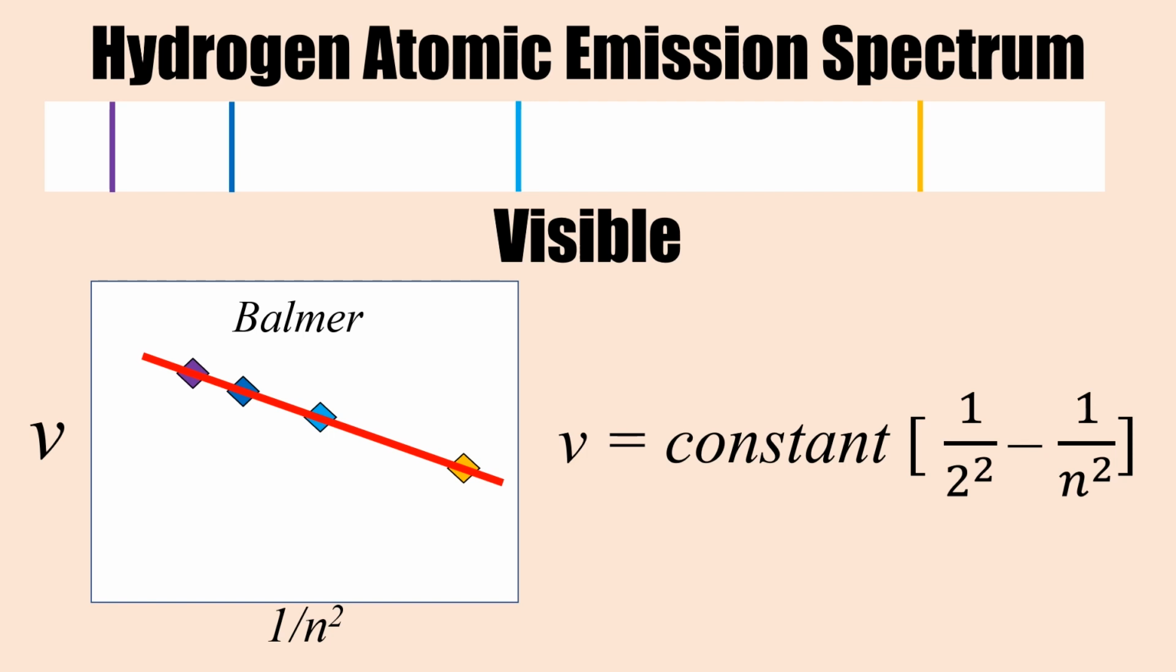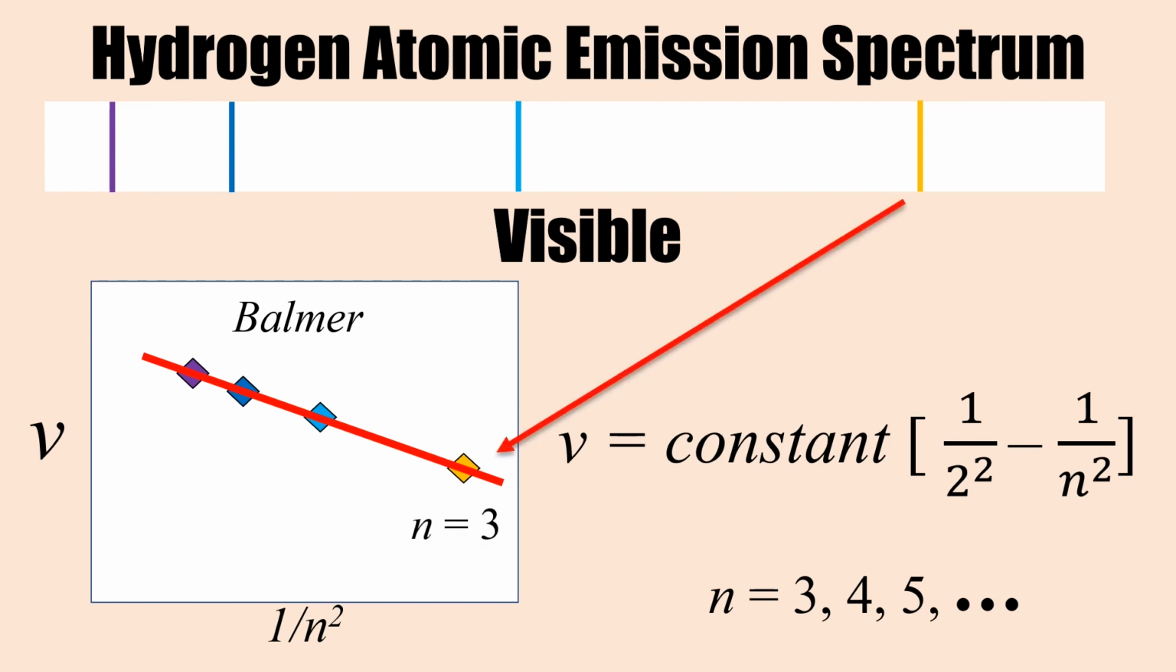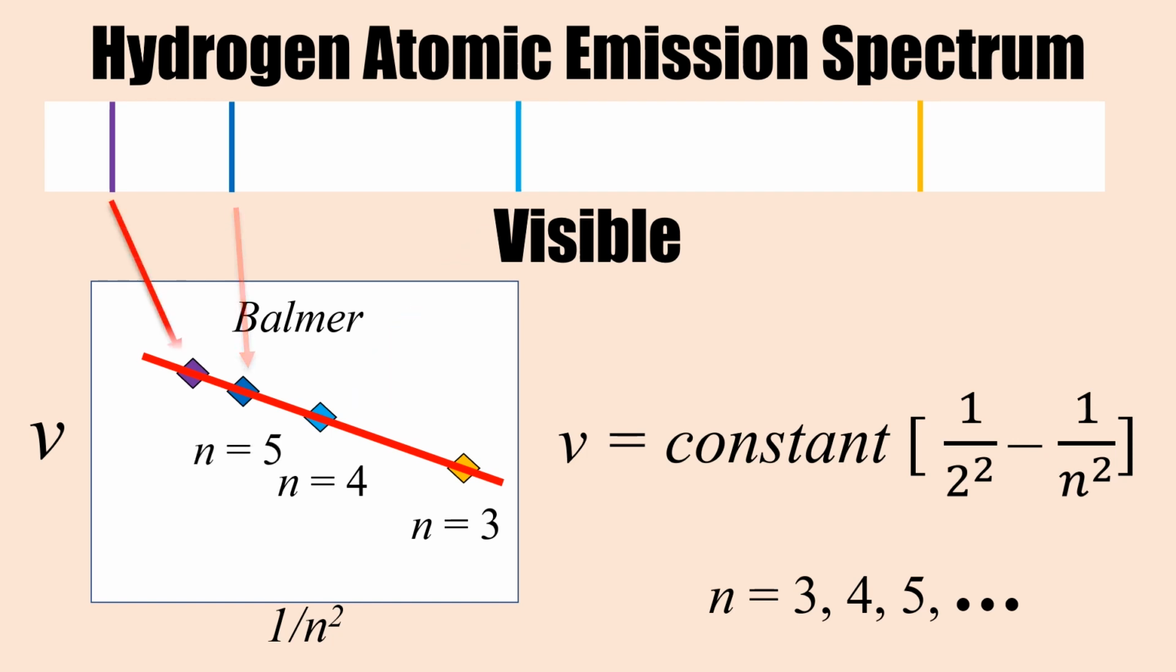There's an interesting caveat to Balmer's equation. In the term 1 over 2 squared minus 1 over n squared, n must be an integer value higher than 2, starting with n equals 3, 4, 5, etc. For example, when n equals 3, the frequency corresponds to the yellow emitted photon. n equals 4 corresponds to the teal emitted photon. And here are n equals 5 and n equals 6.